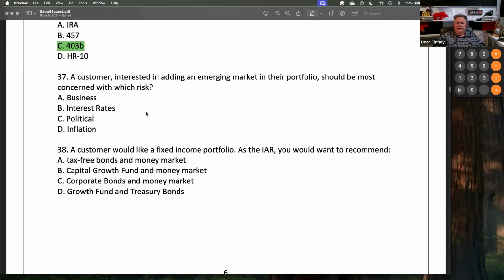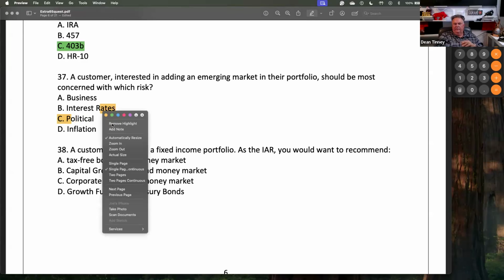Customer interested in adding an emerging market to their portfolio should be most concerned about which risk? Political. Yeah, right on. Right on. I'll give the answers, that's the best answer.